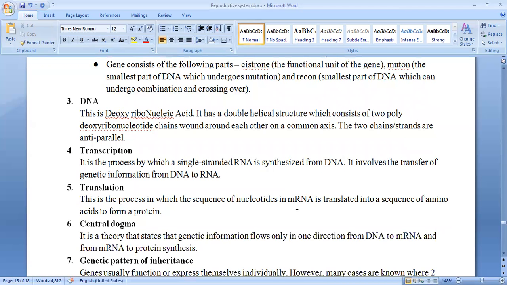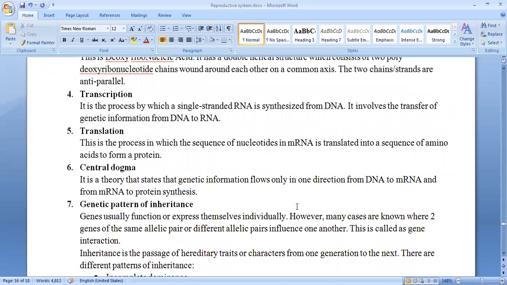The next process is translation. Here the RNA which is having the genetic information will convert that into a sequence of amino acids so that there can be synthesis of protein. The process of protein synthesis by using the code which is on messenger RNA is called translation. Then the central dogma of genetics is the theory which states that the flow of genetic information is only in one direction, and always it will be from DNA to mRNA, and from mRNA to protein synthesis.